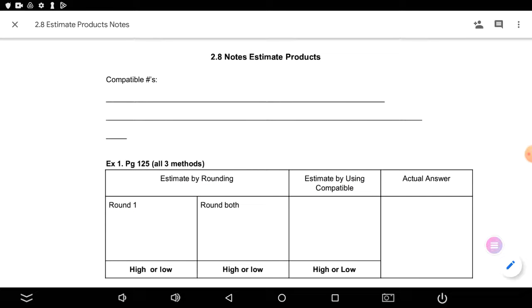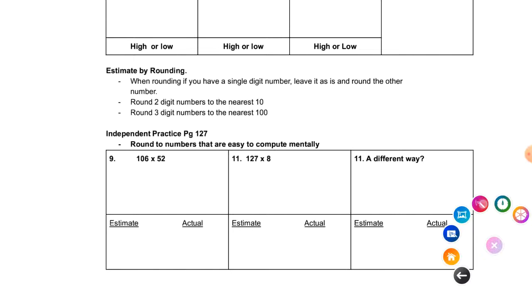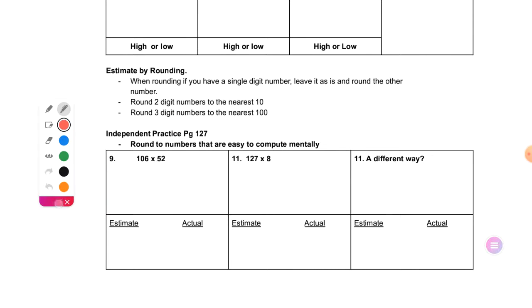We're going to do some more. There are a few notes here that you may want to underline. It says, when rounding, if you have a single-digit number, leave it as is. Because we know our multiples up to 9, most of us in almost all numbers. So if you have a single-digit number, leave it. Either box that in or underline it. Okay, if you have a single-digit number, leave it alone. And just change the other number, if possible.